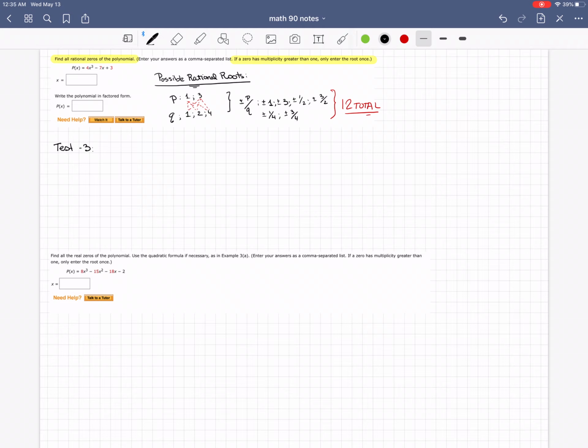So remember, what are we doing here? We're asking, is -3 a root? And that's the same thing as asking, is x plus 3 a factor? So it's really handy that we have synthetic division, because all we need to do is use synthetic division and divide by x plus 3. And if we have a remainder of 0, great, it's a root. If we don't, then it's not.